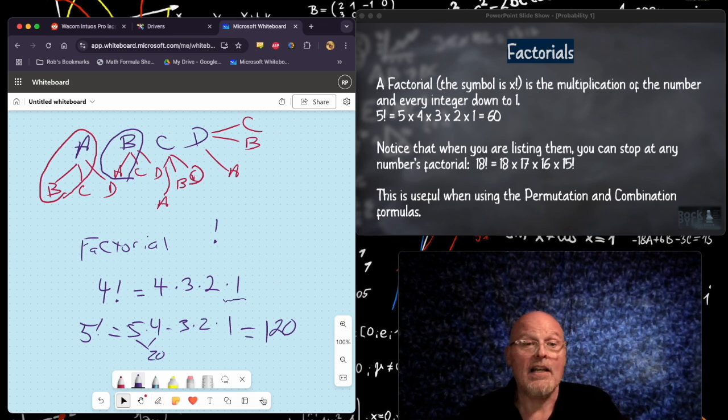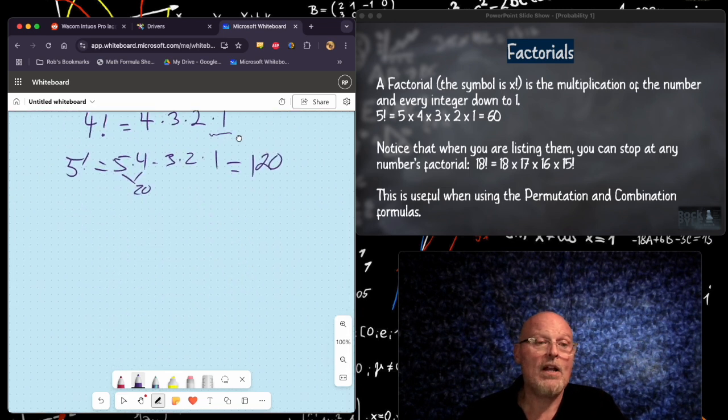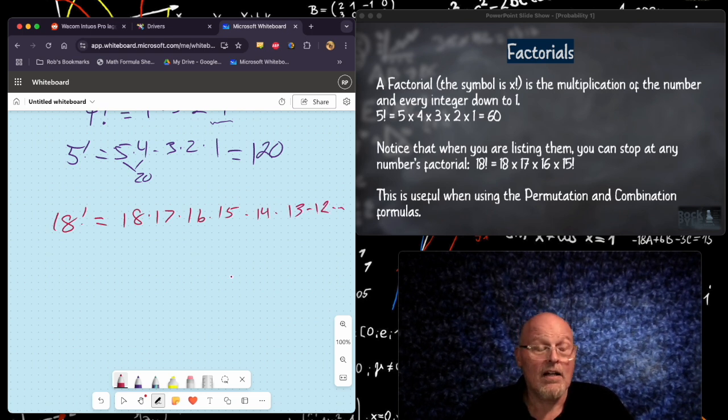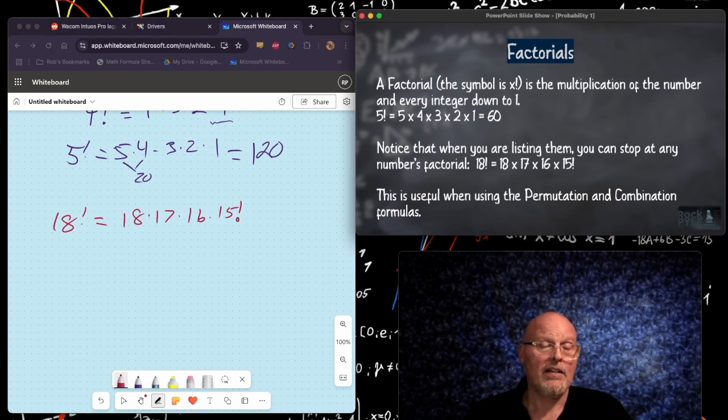Now, one thing that's interesting, and we will be using this as well, is that when we list them out, we can stop with any number factorial, and that'll cover the rest of them. So if I look at 18 factorial, that can be 18, 17, 16, 15, 14, 13, 12, or I can stop at 15 and say 15 factorial, because that then means I've got the rest of the integers. You will see the value of doing this once we start having factorials on the top and the bottom of the equations in the next example. But this is taking us through factorials.